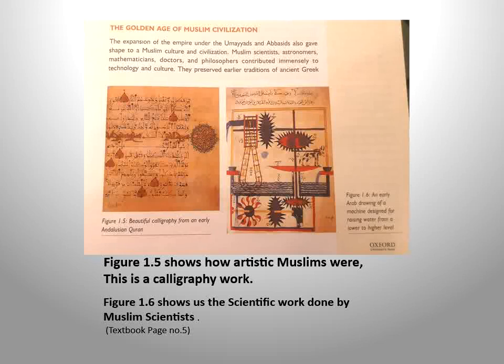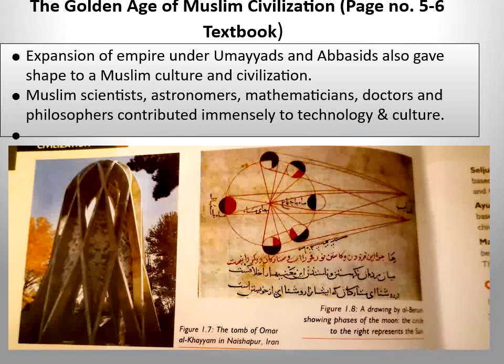So this is the next page, and I've attached the golden age of Muslim civilization and two pictures here. Beautiful calligraphy from an early Andalusian Quran. This is how people used to write the Quran, in a very beautiful texture and font. In the second picture, figure 1.6 shows the scientific work done by a Muslim scientist. It means that Muslims were very interested in and excelled in the field of science as well. This is the rich history that Islam has, the rich history of the Muslims when they were ruling over the world, especially Spain and other places. Moving to the next topic.